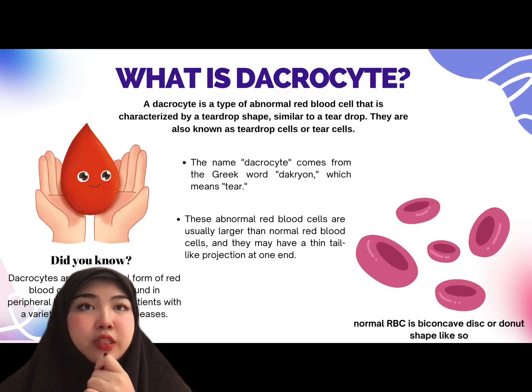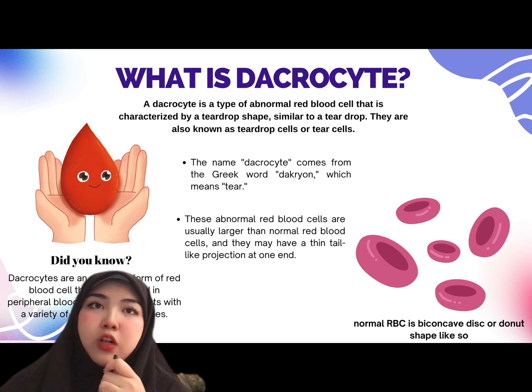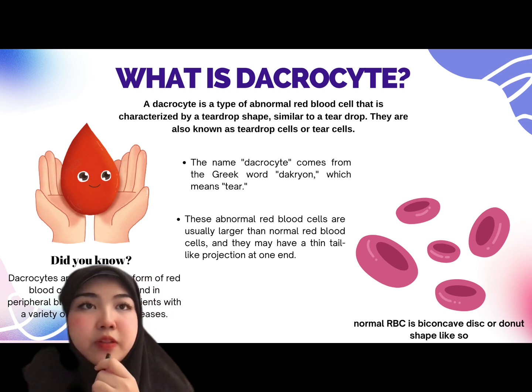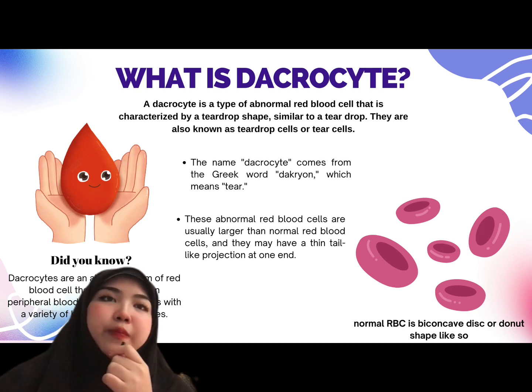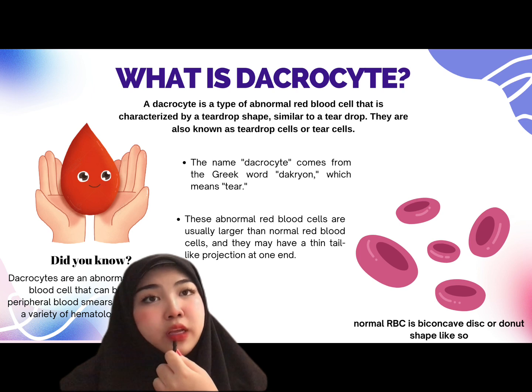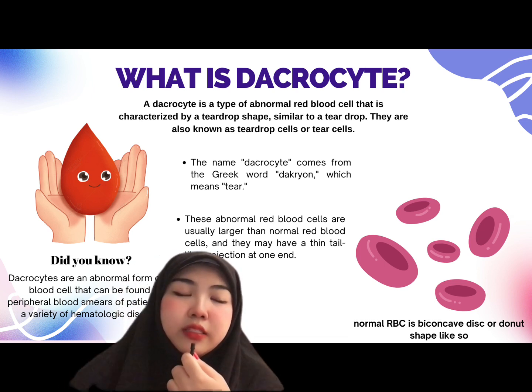dacryocytes. That actually comes from the Greek word dakryon, which means tear. So another common name for dacryocyte is teardrop cell. They are abnormally shaped red blood cells that resemble a teardrop or pear shape. This abnormal shape of red blood cell can be found in various conditions such as thalassemia and sickle cell anemia.